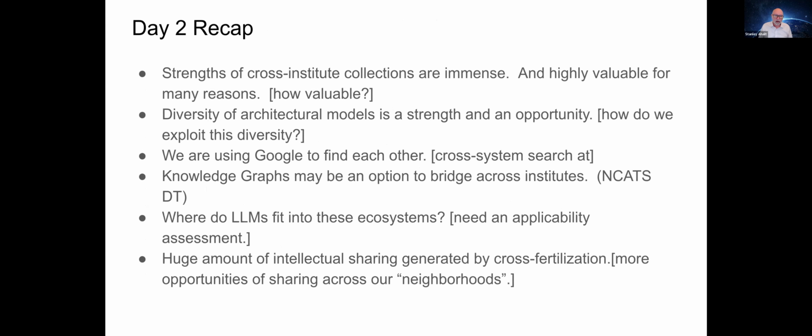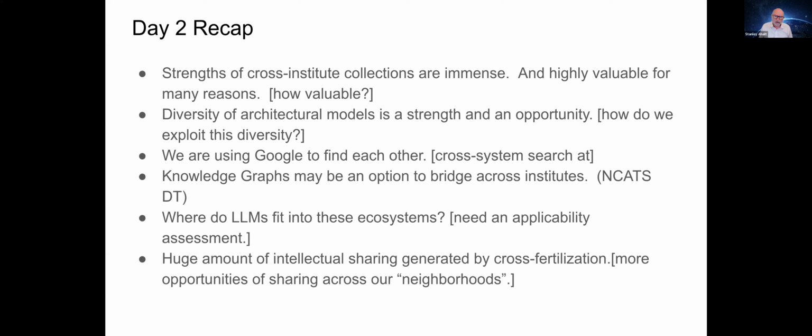And so my overall day recap, strengths across these collections are incredibly valuable. How valuable is an action item? So the thing in brackets here are action items that I think we need to take. We need to figure out the value of putting things together. And I don't know how to do that, but it's something we probably should do. The diversity of the models, how do we exploit the diversity? We need to have a discussion about that. So these are kind of me suggesting opportunities for NIH to think about.